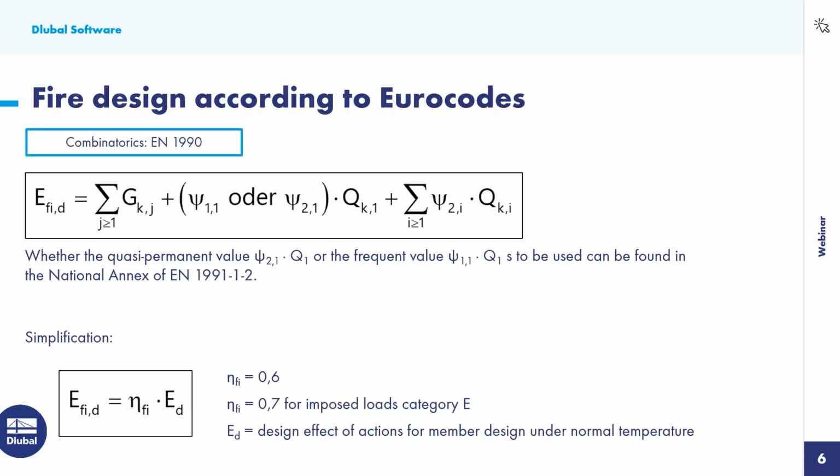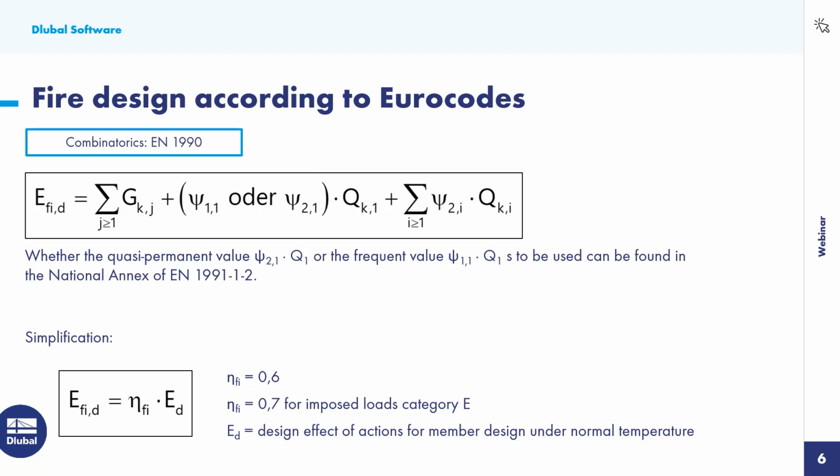So let's take a look at how fire design is regulated in the Eurocodes. I would like to start with the combinatorics. According to Eurocode 0 or EN 1990, the case of fire is to be regarded as an exceptional design situation. Accordingly, the mechanical actions are combined without partial safety factor.